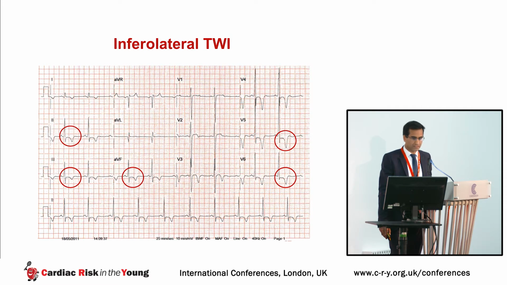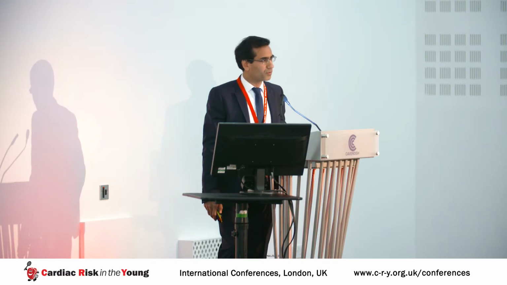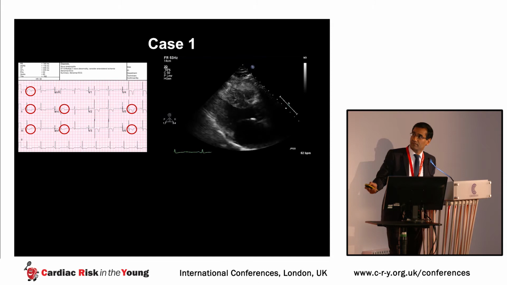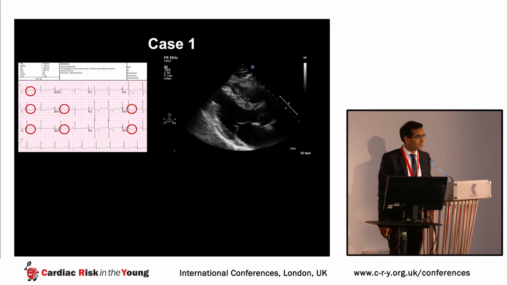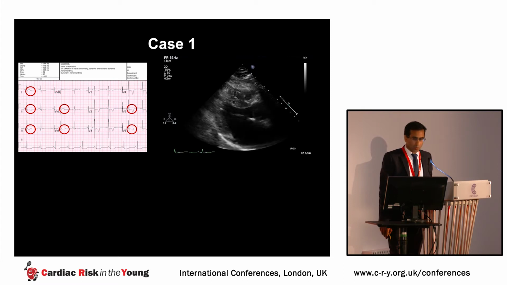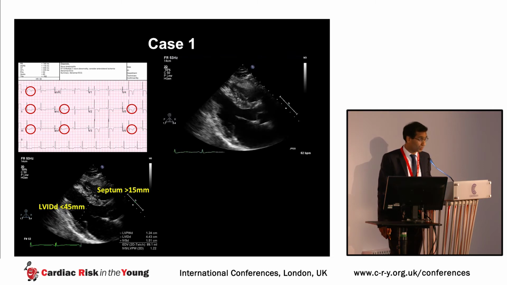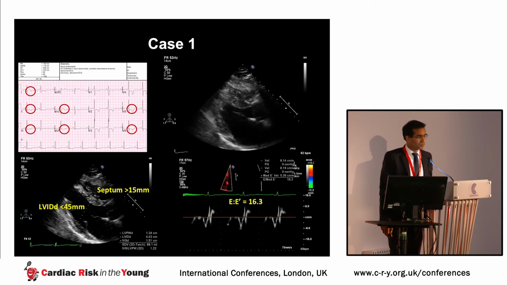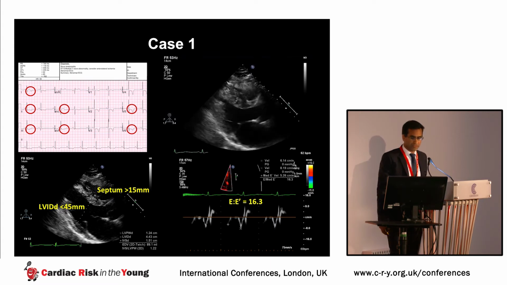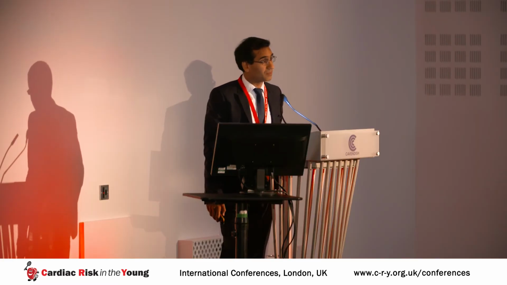So I hope that illustrates the different definitions. So why is this an important thing? So let's move on to look at a case. This is an athlete that was screened, and you can see that apart from T-wave inversion in V2, V3, and V4, he has T-wave inversion extending into the lateral and the inferior leads. When we performed echocardiography, we see that he exhibits asymmetric septal hypertrophy of greater than 15 millimeters with a small LV cavity dimension, and he has abnormal indices of diastolic function. So this individual ended up being diagnosed as having hypertrophic cardiomyopathy.